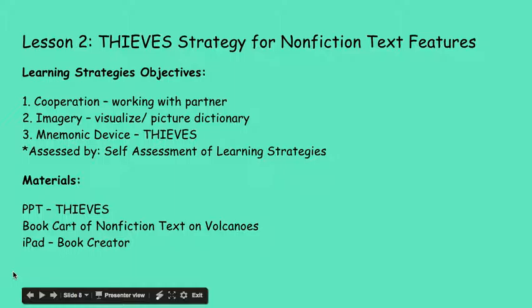So we move on to our learning strategies, and again, this was what strategies can you use that's going to help you not only in this lesson but maybe later on. So we're working on cooperation. They're working with partners, they're discussing, they're having those conversations. We're working on imagery, visualizing, making sure that not only can they visualize what THIEVES means and how they can remember that mnemonic device we use later on, but that their picture dictionary has all these visuals for them to look back on. Now the mnemonic device THIEVES is just a way to remember what all the text features are in nonfiction, and we will continue to use it throughout this unit.